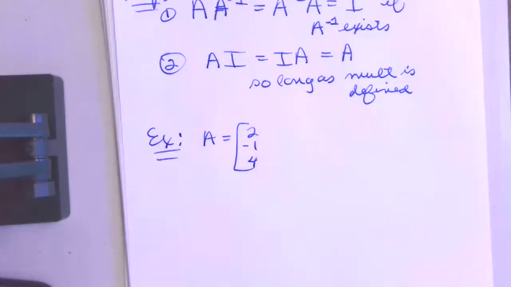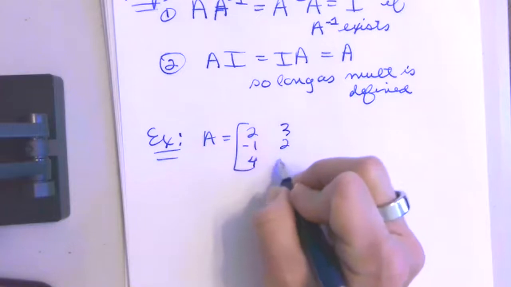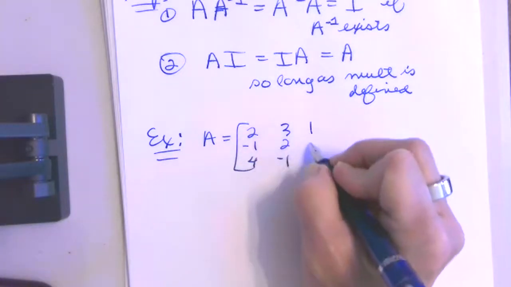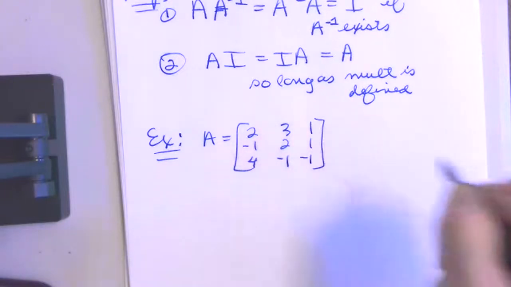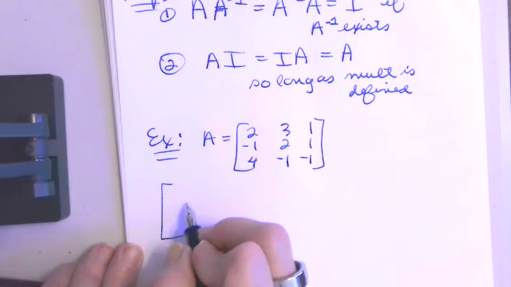Okay, yeah, I'm not sure. So let's take this one. The matrix A is 2, -1, 4, 3, 2, -1, 1, 1, -1. Okay, so that's A. And now we want to find A inverse, if it exists.